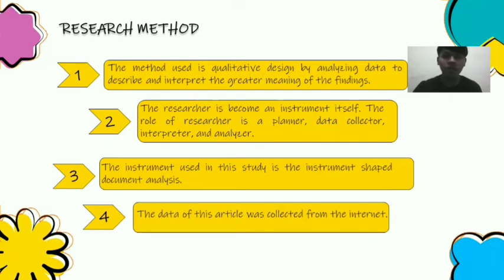And then number 4, the data of this article was collected from the internet. So for the source data, I use the internet. When I try to find a song or the lyrics, I use the internet. When I find references for this research, I mean for this article, I use the internet. You can see the references in my article.